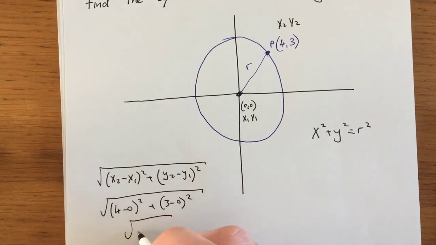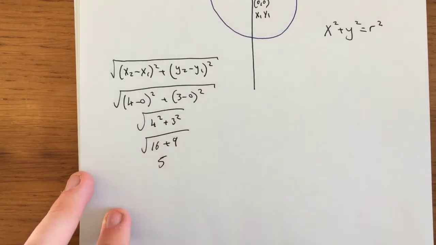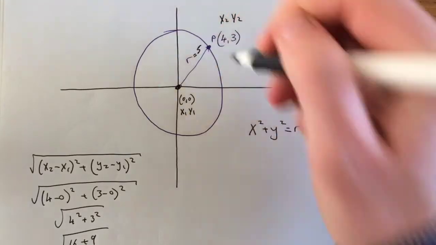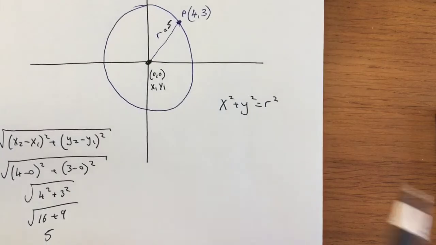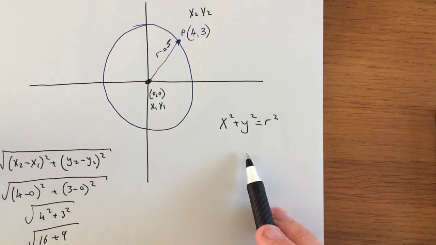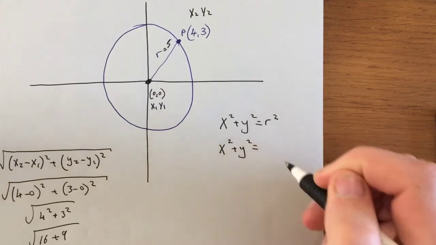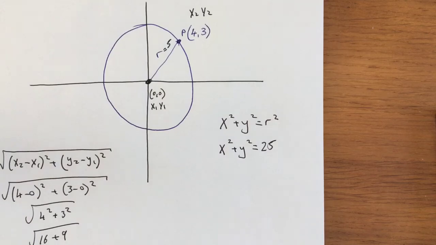That's going to give us the square root of 4 squared plus 3 squared, which gives us the square root of 16 plus 9, which is the square root of 25, which is finally equal to 5. So we now know that the distance, or the radius here, is equal to 5. And now that we know the radius, we can go back here and say that our equation is x squared plus y squared is equal to 25, the equation of that circle.